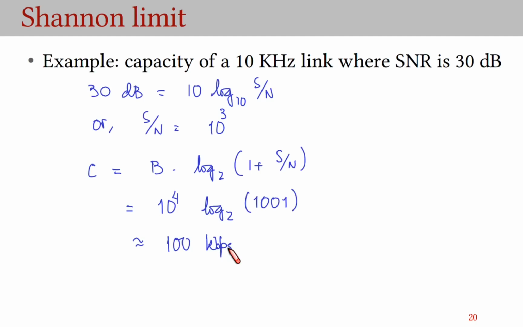If you could change signal and noise levels on this link, how would you improve its capacity to, let's say, 1 Mbps? I leave it as an exercise for you to think about it.